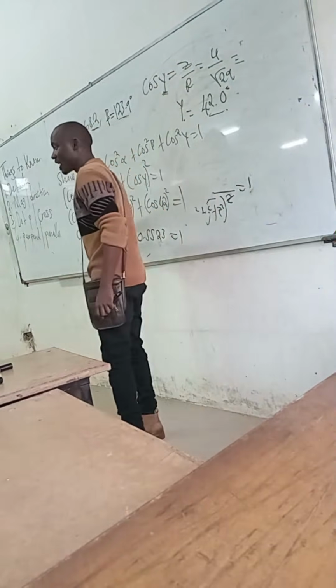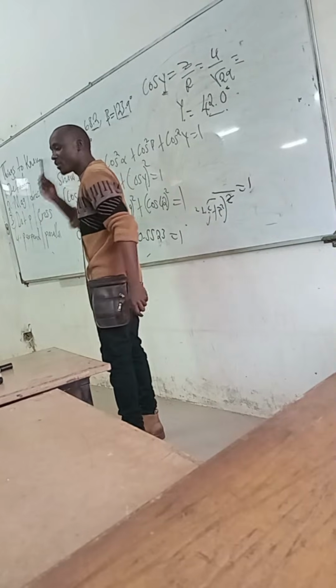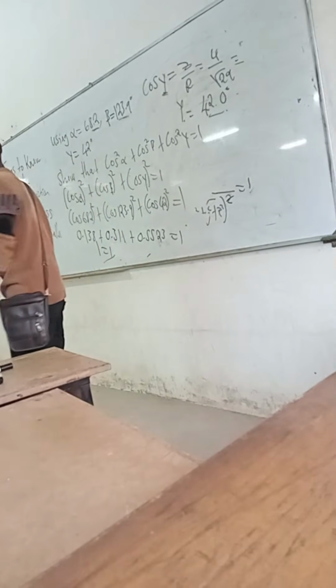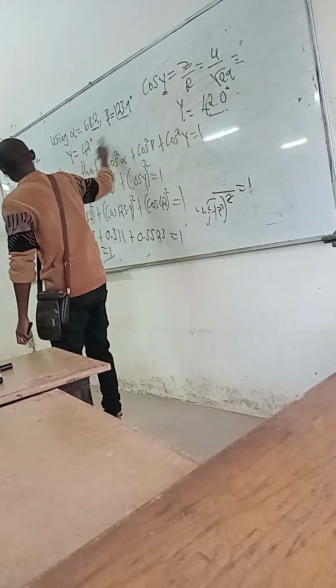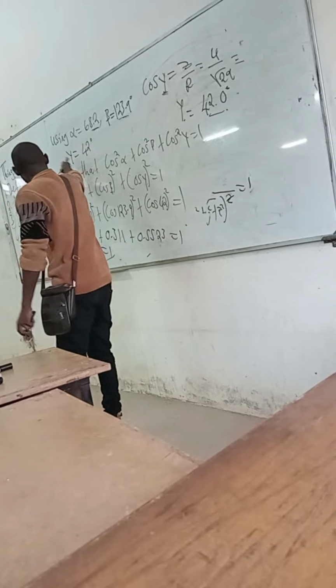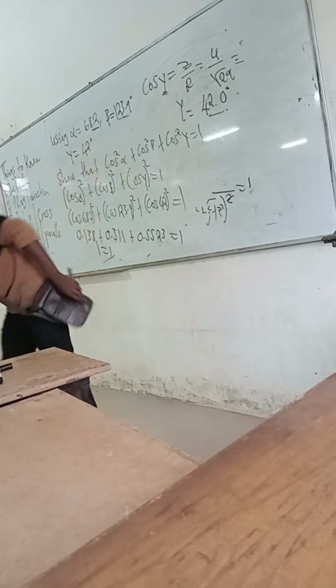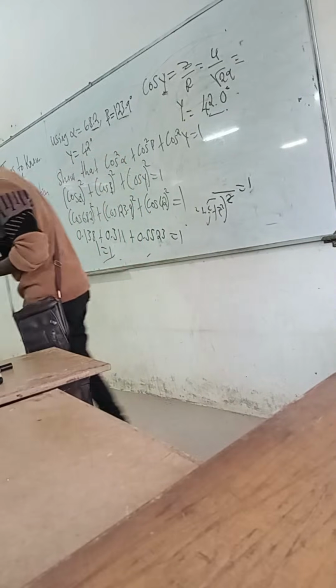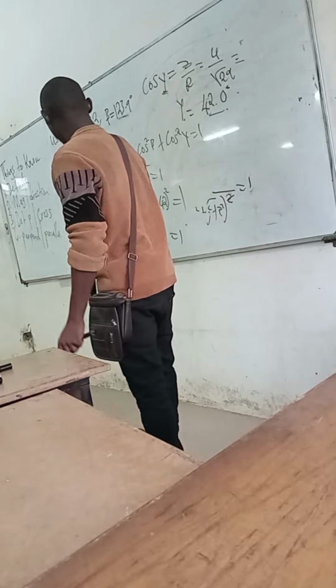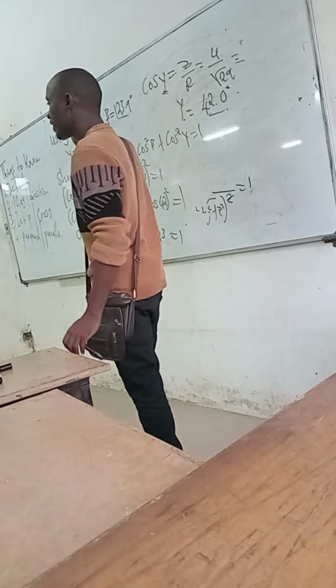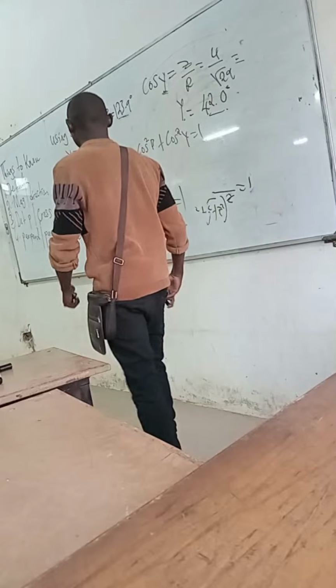So guys, are you seeing that? It can't even be 0.99. Why? Because all angles that you use, if you add them, the answer will be 1. So it can't give you that. If it gives you that, you say it is not.